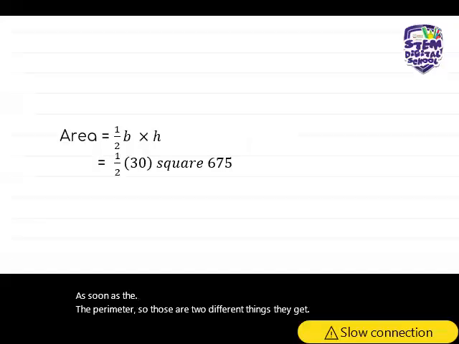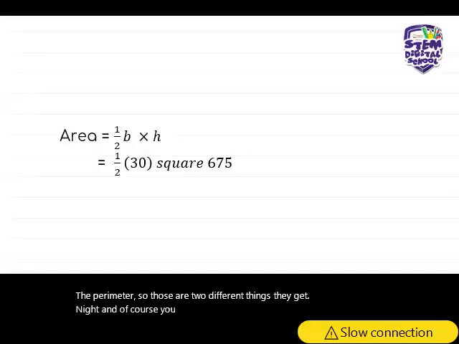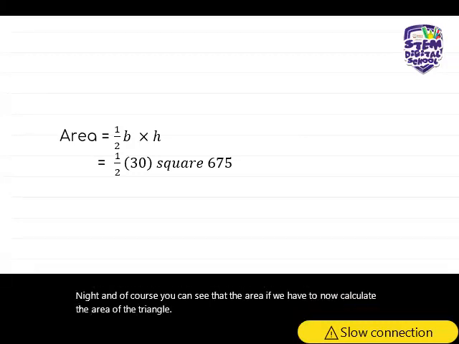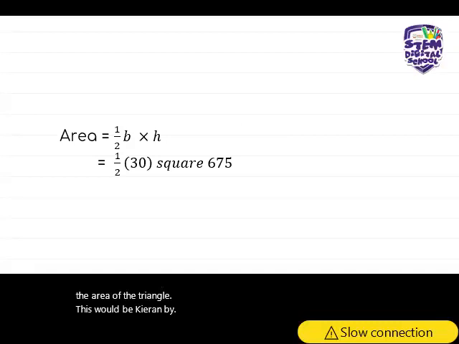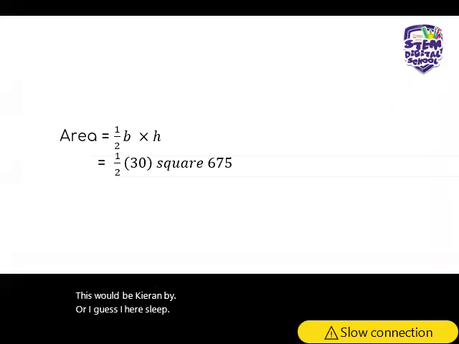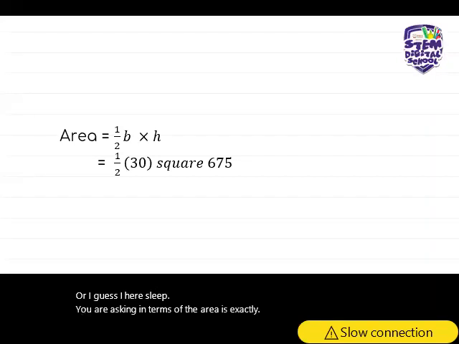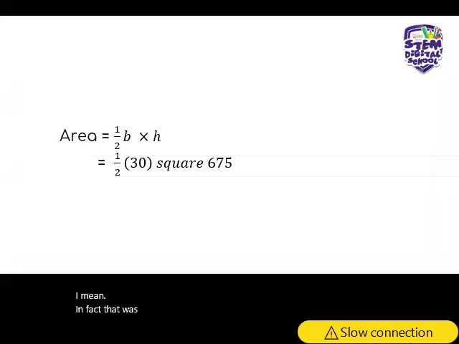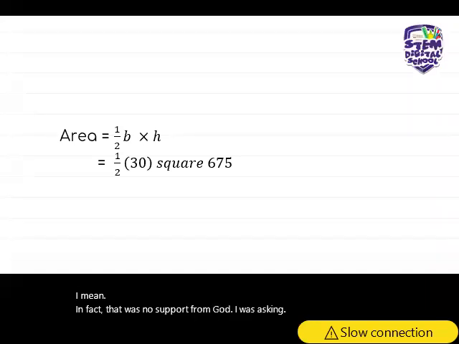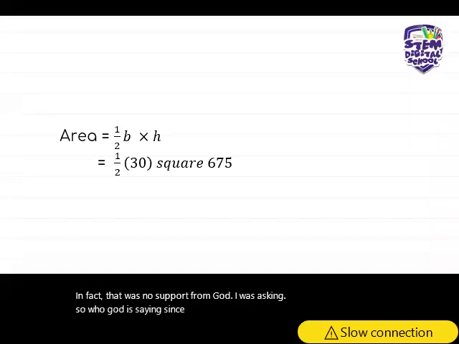Right. And of course, you can see that the area, if we have to now calculate the area of the triangle, this will be given by, all right, yes, I hear you, Nosipo. You're asking in terms of the area, yes, exactly. You are correct, Ongabet, sorry. In fact, it was Nosipo Pungula who was asking. So Ongabet is saying, since it's not a right-angled triangle, what is the formula?